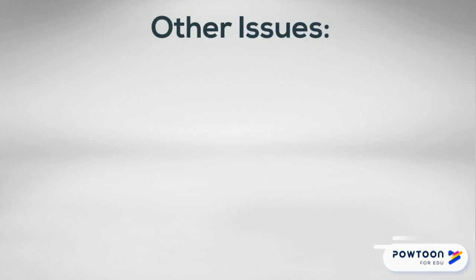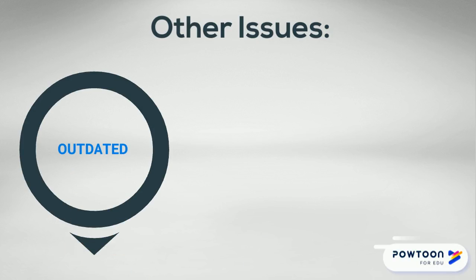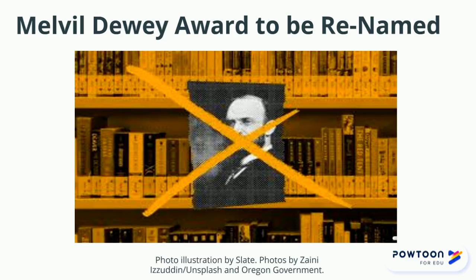In addition, the system is very outdated, which has led to many racist, sexist, and homophobic overtones. For example, books on LGBTQ topics were once shelved under mental disorders, and African American culture was in a separate category from American culture. In addition, Dewey himself has come under such scrutiny that the American Library Association has recently made a decision to remove his name from their highest award for the profession.